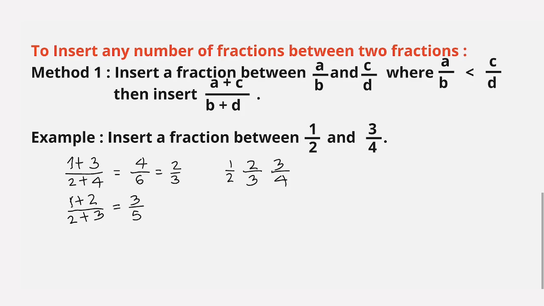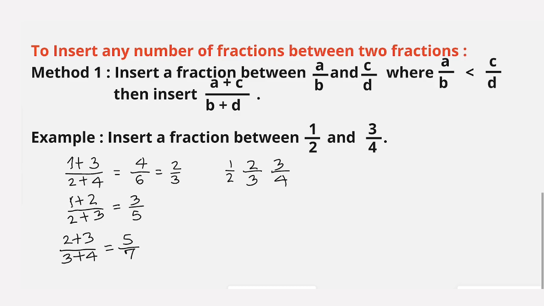And we have to insert one more number between 2 upon 3 and 3 upon 4. Sum of the numerators is 2 plus 3 and sum of the denominators is 3 plus 4. And this is equal to 2 plus 3 is 5 and 3 plus 4 is 7.